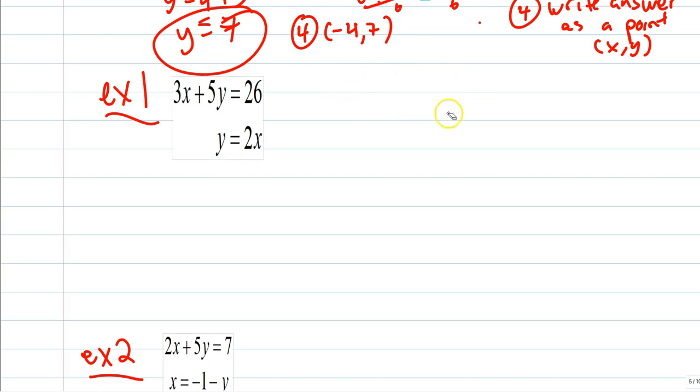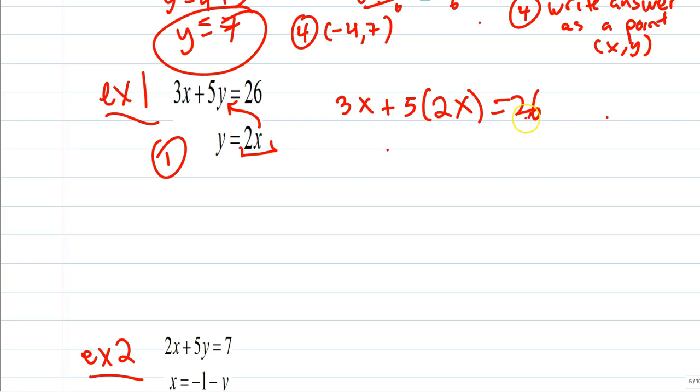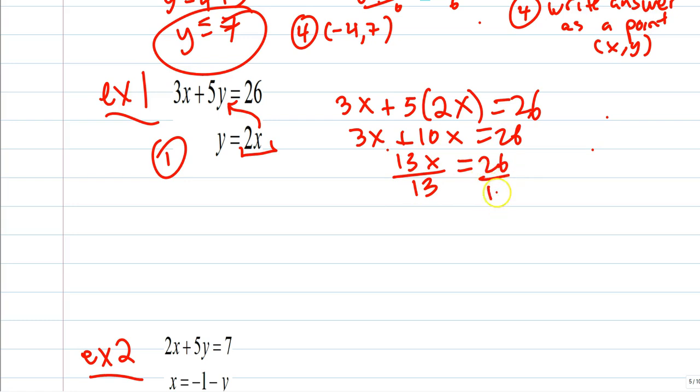Right? So what are we going to do? Well, step 1 is already done for us. Y is equal to 2x. That's ready. We're going to substitute that 2x where? In place of the y in the other equation. So what does this become? 3x plus 5 times, in place of y we put 2x, equals 26. 3x plus 10x equals 26. 13x equals 26. Therefore, x must equal 2.